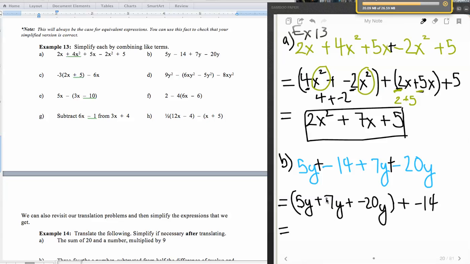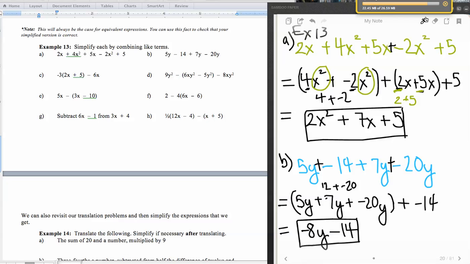So I have 7 plus 5 of these, which is 12 of those, and then 12 of those plus a negative 20. That's the difference of those, 20 minus 12, which is 8, and it's a negative. And what are those things? They're y's. And then plus a negative 14, we can change that back to subtraction. That says subtract 14, plus the opposite of 14, right, is subtract 14. So there we are, negative 8y minus 14.